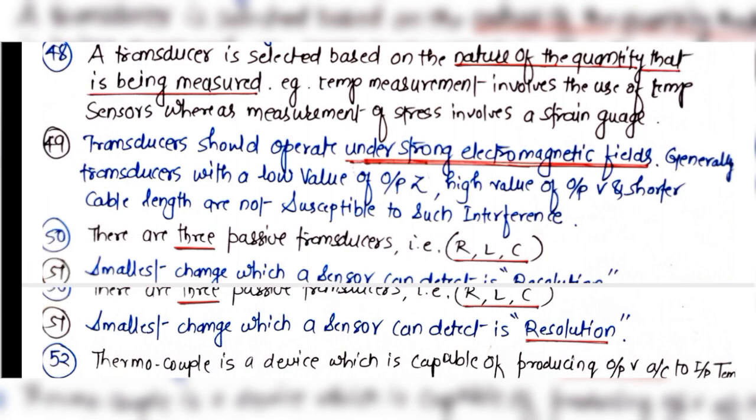A transducer is selected based on the nature of the quantity that is being measured. For example, temperature measurement involves the use of temperature sensors, whereas measurement of stress involves a strain gauge. Transducers should operate under strong magnetic fields. Generally, transducers with a low value of output impedance, high value of output voltage, and shorter cable length are not susceptible to such interference.